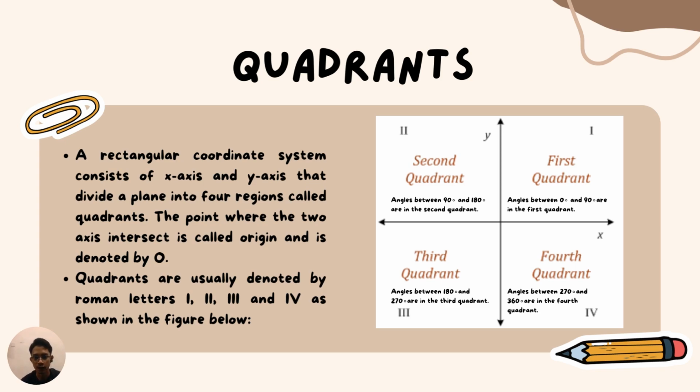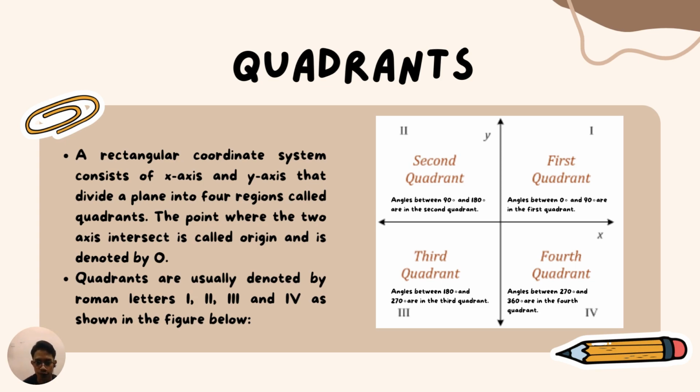As you can see, angles between 0 and 90 degrees are in the first quadrant. Angles between 90 degrees and 180 degrees are in the second quadrant. Angles between 180 and 270 degrees are in the third quadrant, and the fourth quadrant is between 270 and 360 degrees.